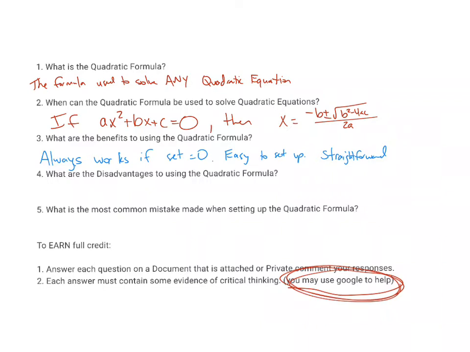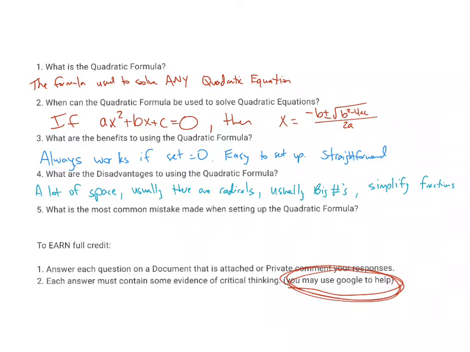What are the disadvantages to using the quadratic formula? Well, the disadvantages are it takes up a lot of space. Usually we have to deal with radicals. A lot of times we have big numbers. And then a lot of times we have to simplify. We might have to simplify fractions, which a lot of us don't like.